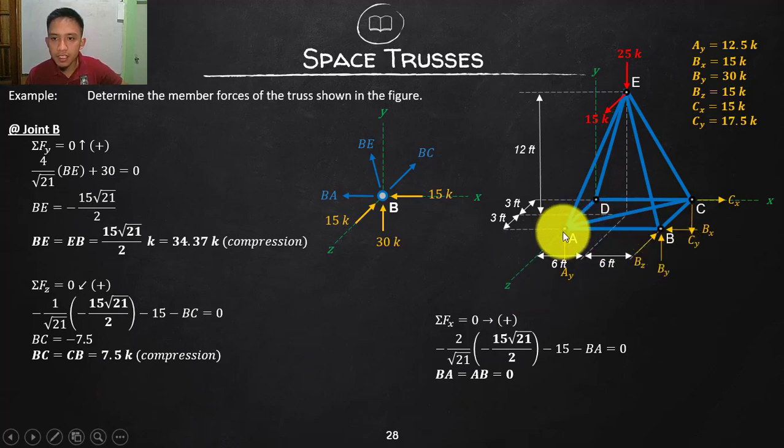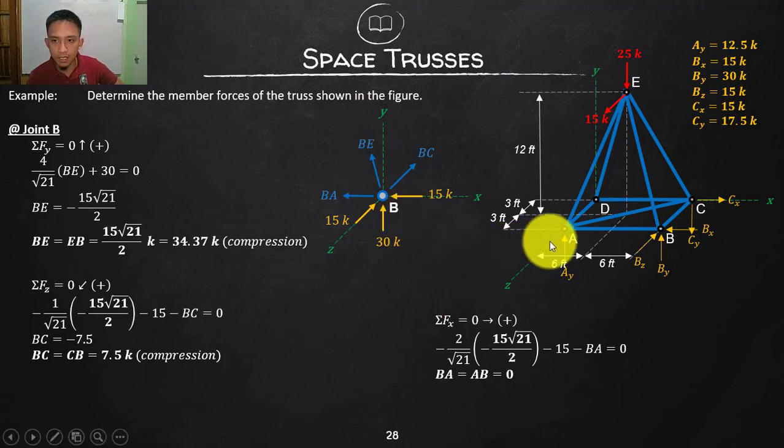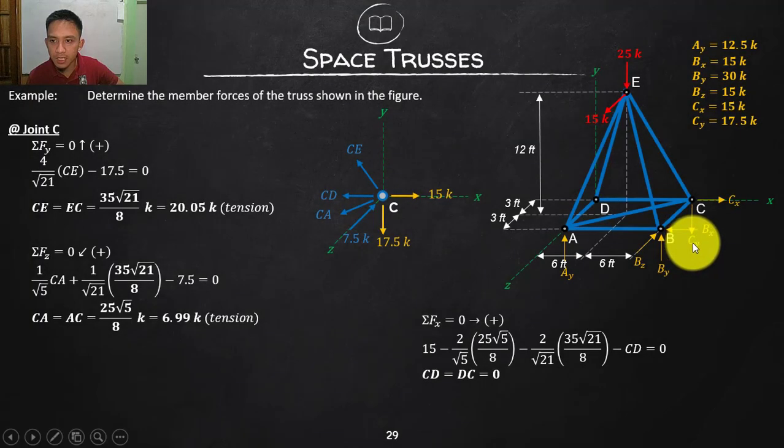Why did I not start with A? Of course, I cannot start here because there are 4 unknowns. If I am going to start with A, 1, 2, 3, 4, and we are only using 3 equations of forces. We cannot use a moment here again. So we are only limited to 3 equations. We cannot solve this at joint A. So I'd rather start here. Now I already know this and that, so I can actually go to joint A or joint C. But for me, I want to proceed first to joint C.